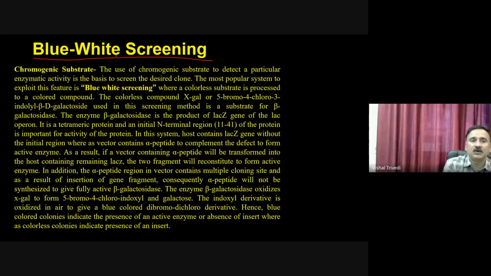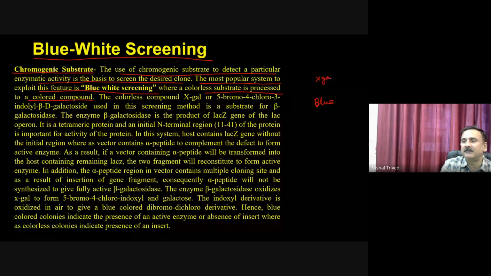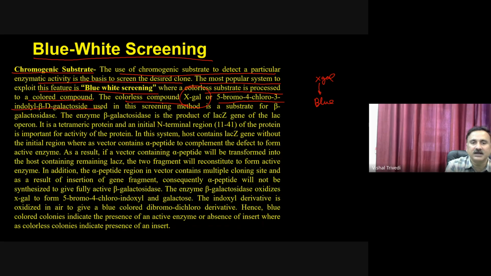Blue-white screening always uses a chromogenic substrate. So use of the chromogenic substrate to detect a particular enzymatic activity is the basis of the screen for the desired clone. The most popular system to exploit this feature is blue-white screening, where a colorless substrate is processed to a colored product. So blue-white screening is being done because there is a substrate which gets converted into blue. When you add the X-gal, it gets processed into a blue stain. The colorless compound is called X-gal, or chemically 5-bromo-4-chloro-3-indolyl beta-galactoside.